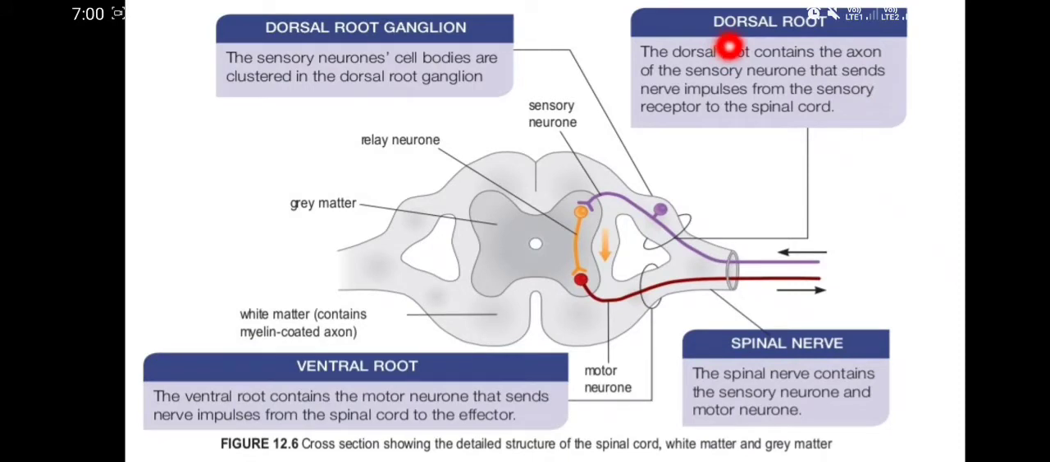This one is dorsal root, and this one is ventral root. Okay, dorsal root, ventral root. Okay, kalau kita lihat dorsal root contains the axon of the sensory neuron that sends nerve impulses from the sensory receptor to the spinal cord, while ventral root contains the motor neuron, okay, that sends nerve impulses from the spinal cord to the effector. So kena ingat di mana, dari mana ke mana the nerve impulses are sent.